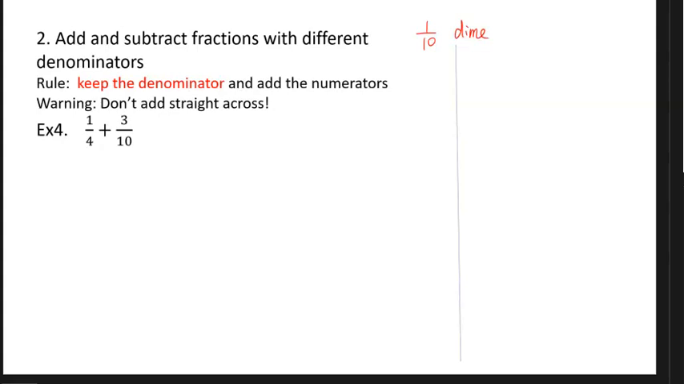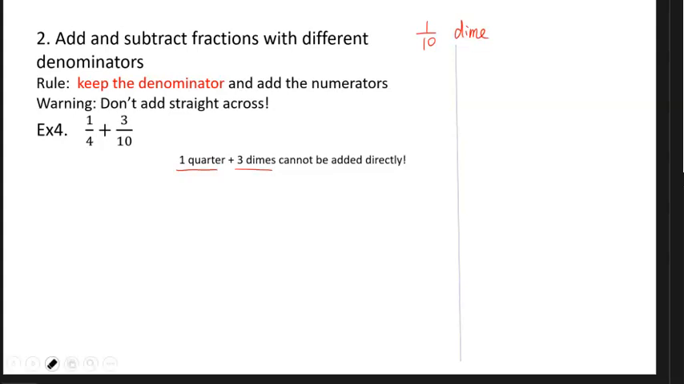So what we're adding is 1/4 plus 3 dimes. We cannot add them. We cannot add 1 plus 3 to get, say, 4. 4 what? 4 quarters? That's incorrect. 4 dimes? That's incorrect. So when we have different denominators, we cannot add them directly. Just think about real life, when we're adding coins. Everybody knows we cannot add quarters and dimes. They must have the same value.